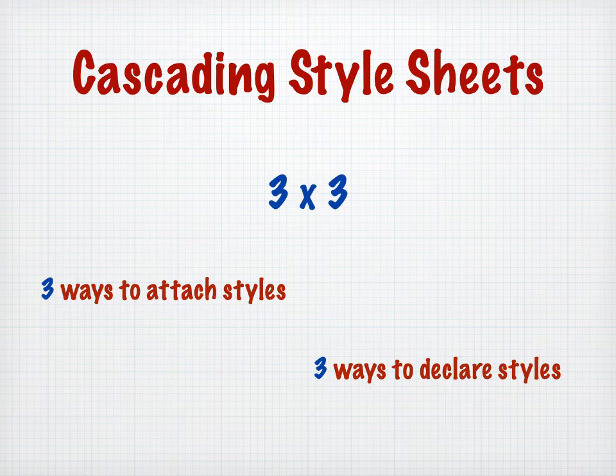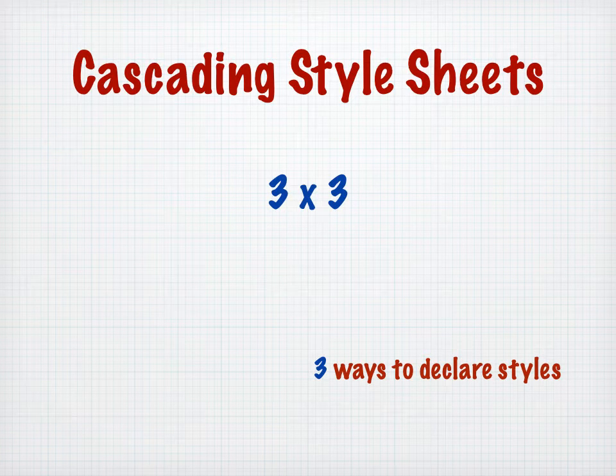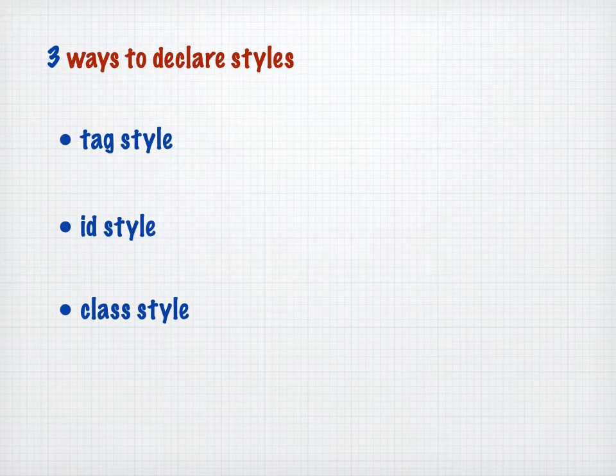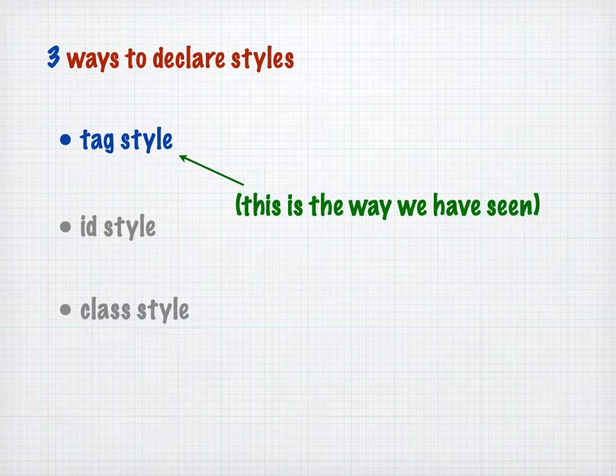So let's look at the ways that you can actually declare style and apply style inside an HTML document. Now there are three ways to actually declare styles and use them. There's tag style, id style and class style. So I'm just going to go through these and see with some examples so you can see what they look like.